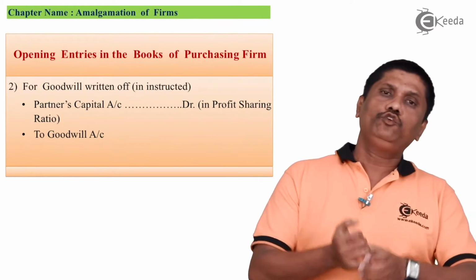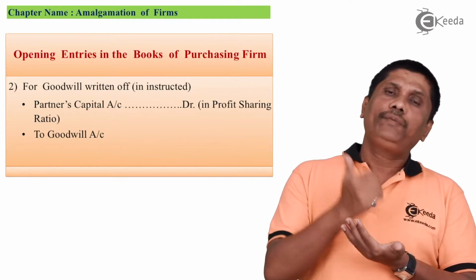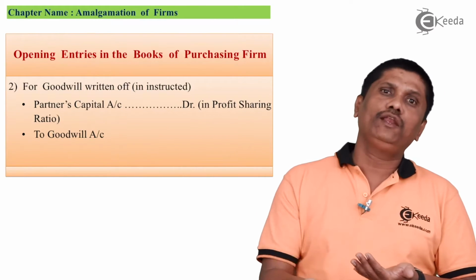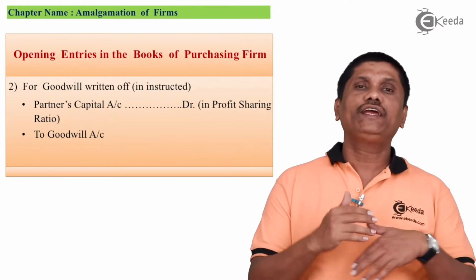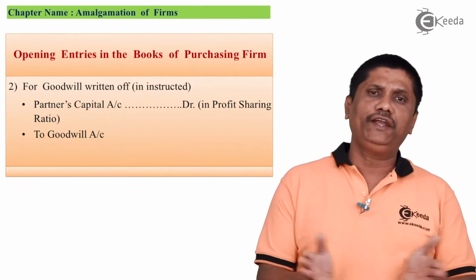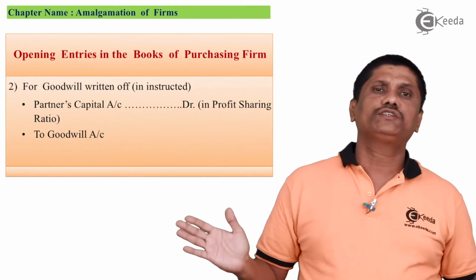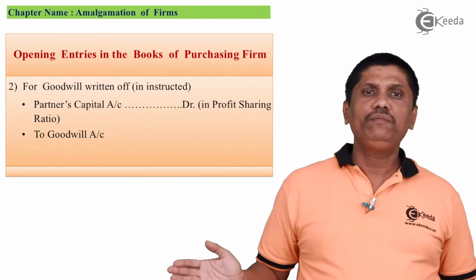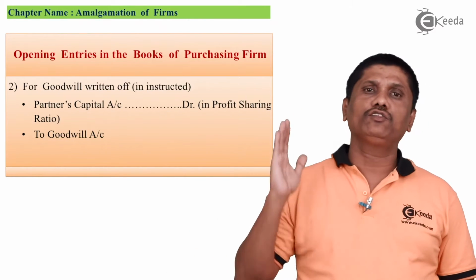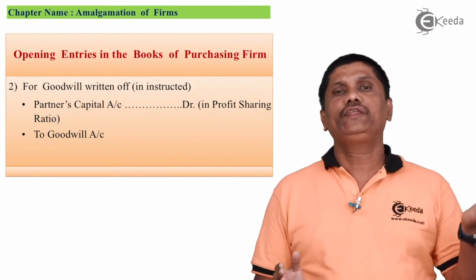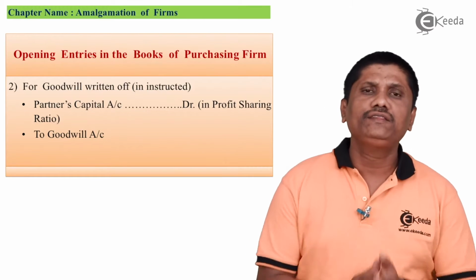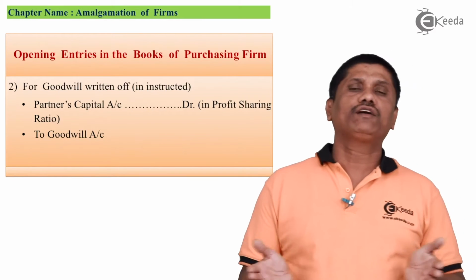Once you amalgamate, you become one firm. Payable is to you, receivable also from you. These amounts will get mutually cancelled by passing a simple entry: liabilities account debit to assets account. So this will eliminate the same item appearing on the asset side and the same item appearing on the liability side. In this way, amalgamation accounting comes to an end.